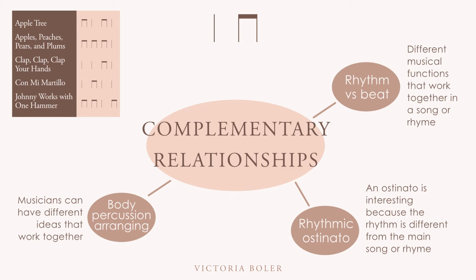Or we can look at arranging an existing rhythm for body percussion, because this is moving away from musical relationships and now to musician relationships. It's normal when musicians are working together for them to have different ideas, because they're two different people, right? But how could those two musicians bring their ideas together, even though they're different? How can they bring them together in a way that's complementary? So the idea of complementary relationships is that we can see both the music we are exploring and our relationship with the other musicians as being different in a way that works together.